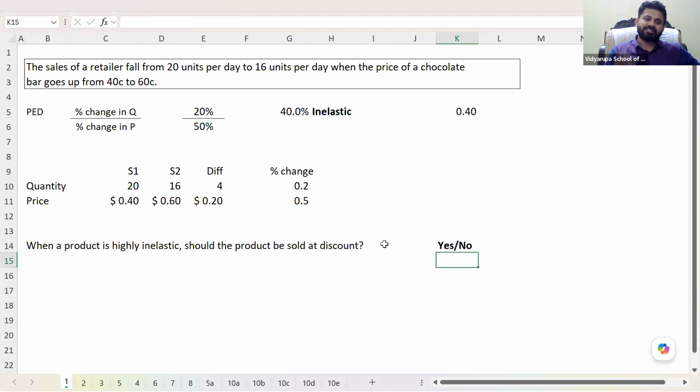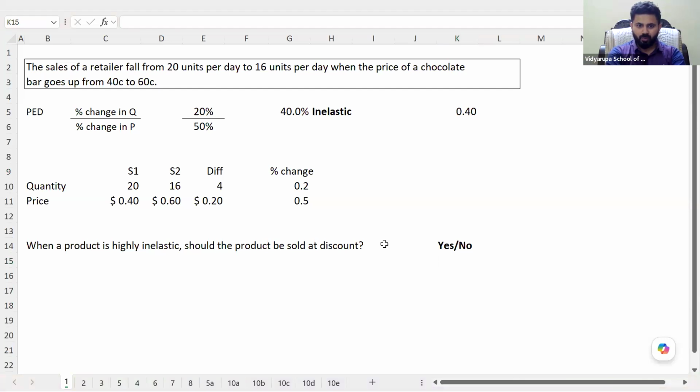If a product is highly inelastic, what does that mean? 0.2, 0.3, 0.4, like that. Less than 1, very less than 1, but close to 0, but not 0. If the value is highly inelastic, should we sell that item at a discount? Should we give it a discount or not? Yes or no? Let's see.